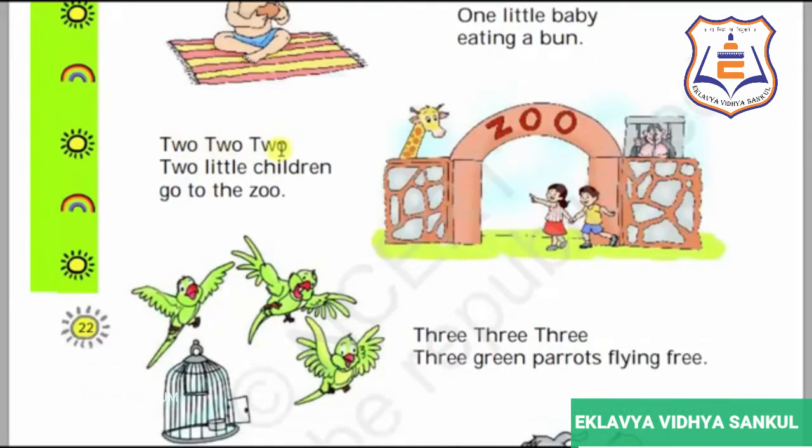2, 2, 2, 2 little children go to the zoo. So here are 2 children and they are going to the zoo. As we can see, this is the zoo. Here is the giraffe and here is the chimpanzee. Here are 2 little children. 1, 2. So 2, 2, 2 little children go to the zoo.